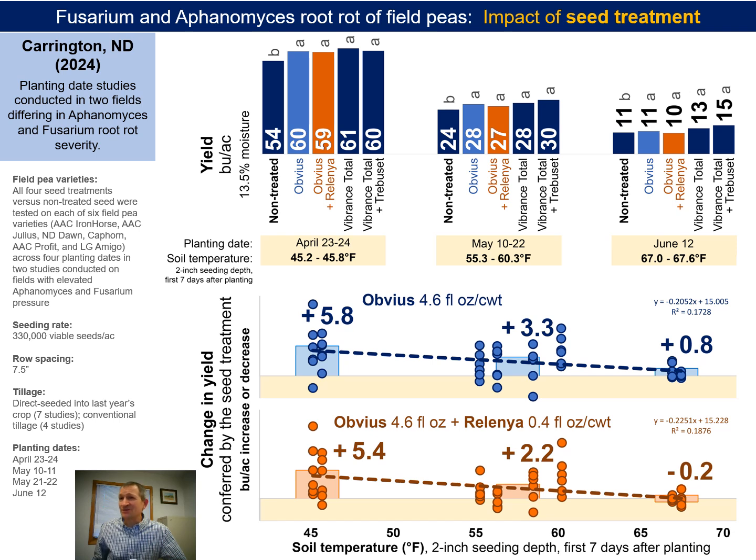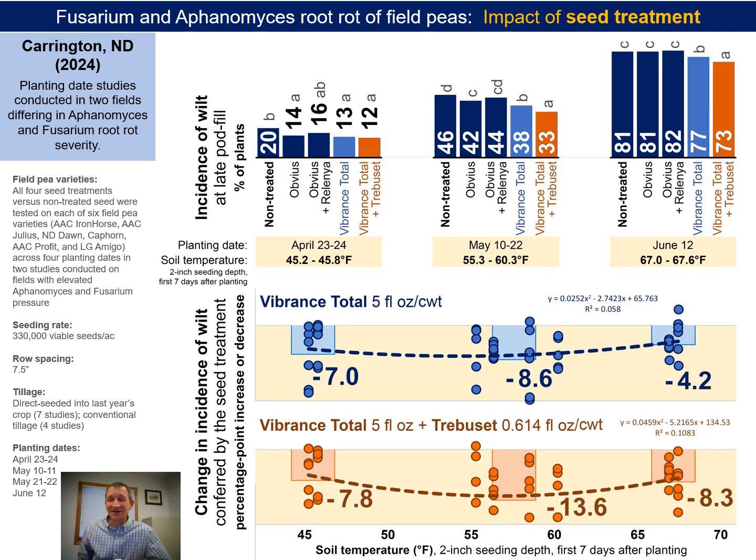Basically, the take home is if you've got Aphanomyces and Fusarium pressure and you can't plant early, don't plant peas. Plant something else that year, okay? Because investing in the seed treatment to boost your yields from 11 to 13 bushels an acre, it's not worth it. All right, very good.